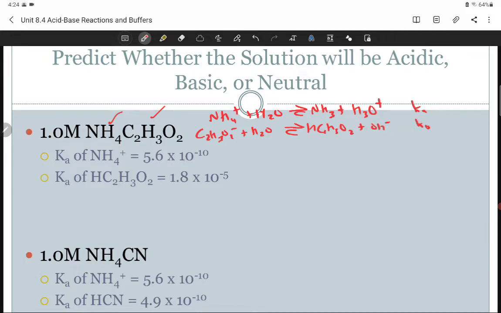Well, Kas are given for both of these, but really for that acetate we need a Kb. So if I did the Kb of this, 1 times 10 to the negative 14th divided by 1.8 times 10 to the negative 5th comes out to be 5.6 times 10 to the negative 10th. They're identical. So you'd have them both fighting out to a draw. One of them makes an acid, one of them makes a base, but they'd make identical amounts of both of those. So this would actually be neutral. Not because they don't impact water, but they impact water at the exact same amount.